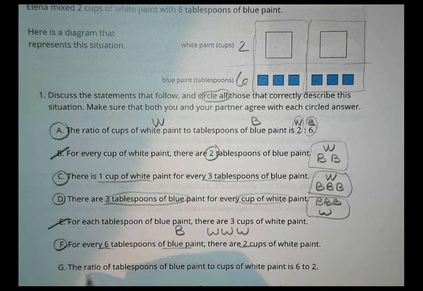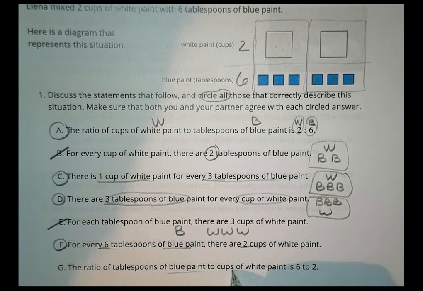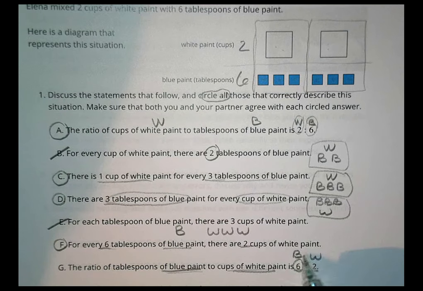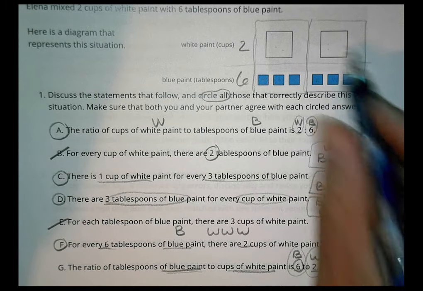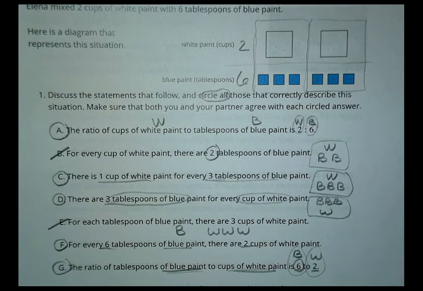And finally, the ratio of tablespoons of blue paint to white paint is 6 to 2. Okay, the order is important here. So the blue comes first, blue is 6, and the white comes second. So do we have 6 blue for every 2 white? 1, 2, 3, 4, 5, 6, and 2. That is correct. So yeah, they changed the order of the ratios around, or the word connections, but it's still the same, so it's okay.